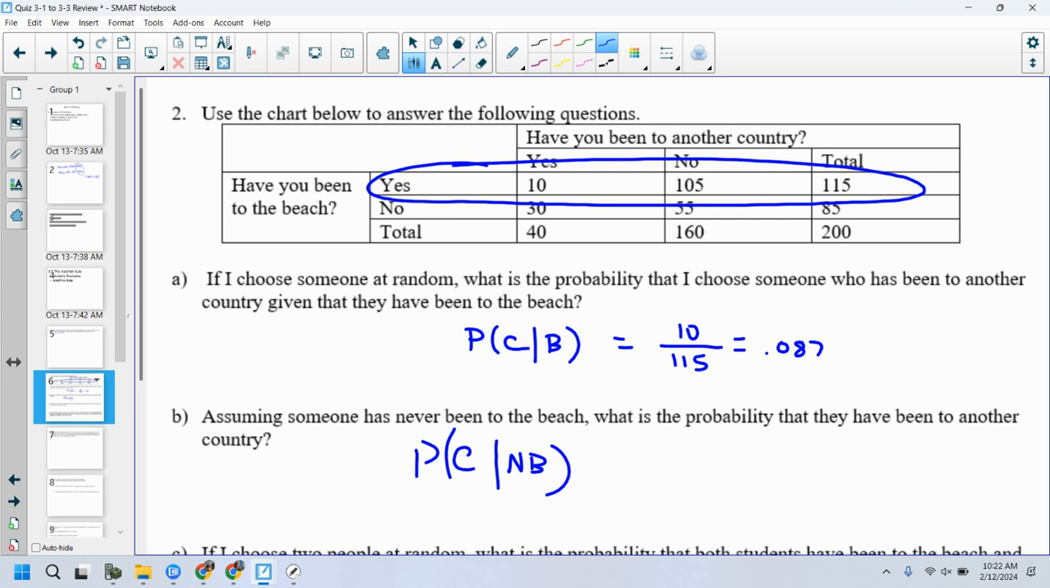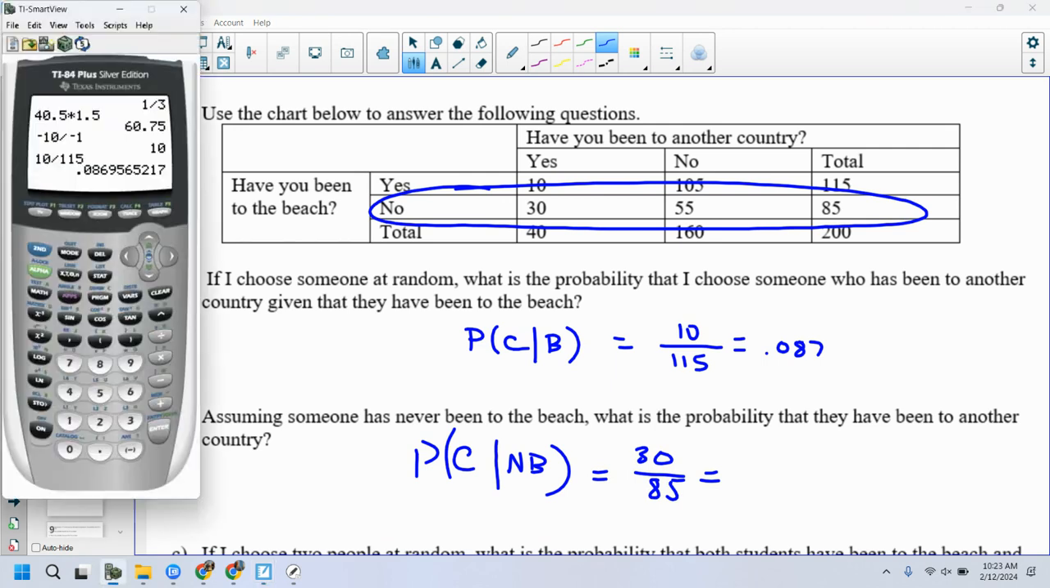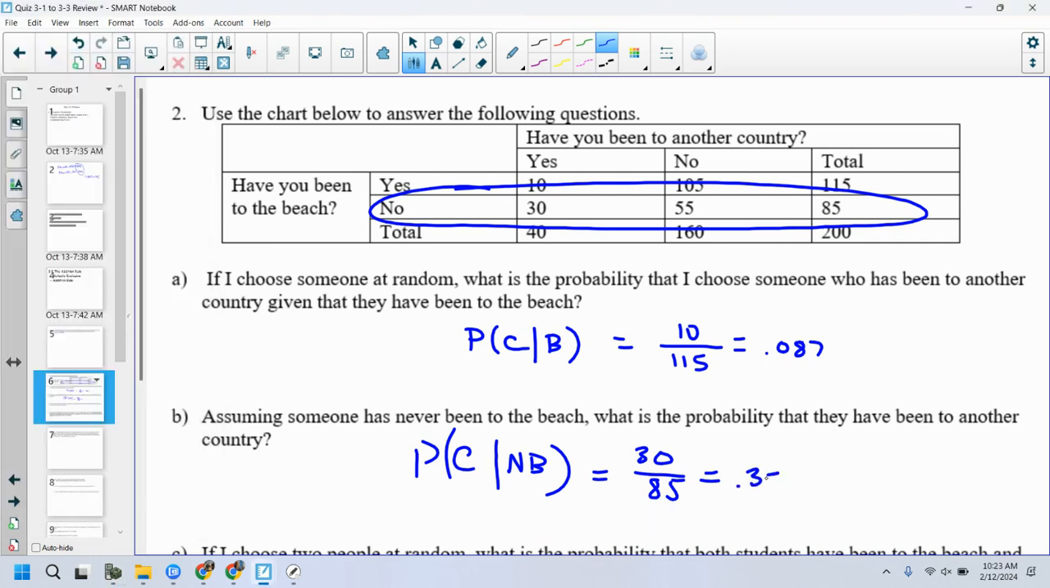Another conditional probability. Okay, so now I say no to the beach, yes to the country. So that's 30 out of 85. Given that they've never been to the beach, what's the probability they've been to another country? That is yes country out of the total people that have been no to the beach. 30 out of 85, which gives me 0.353. Again, if you see any discrepancies or you're like, why'd you do that? Please stop me along the way.